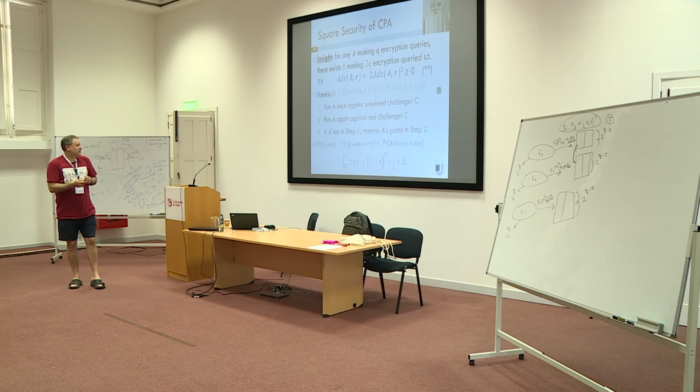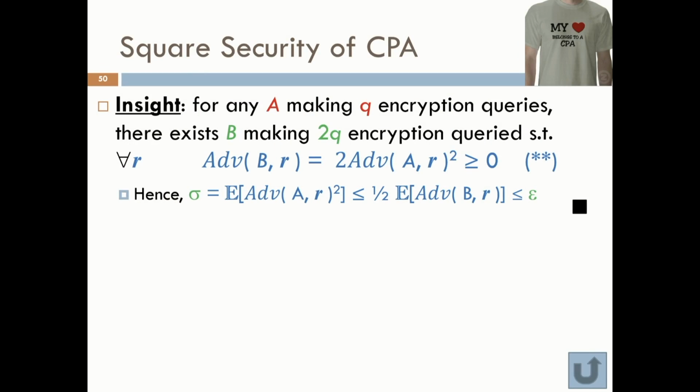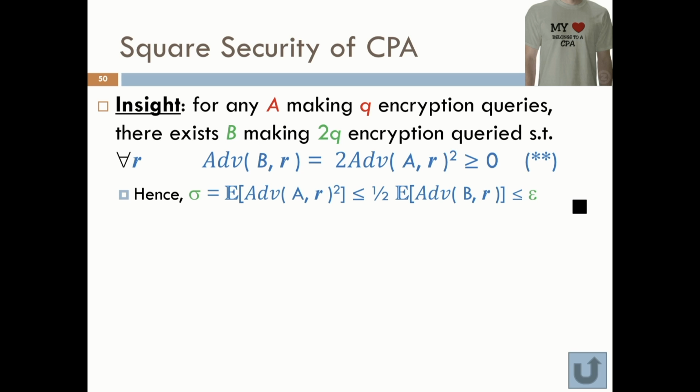If I come back to this slide and look at what sigma is: sigma is the expected value of advantage of A squared, but the advantage of A is exactly half the advantage of B. That's what I built. So it's at most half the advantage of B, and the advantage of B was 2 epsilon. How do I know that the advantage of B is at most 2 epsilon? That's my assumption: my CPA scheme is 2 epsilon secure against regular attackers who make 2Q queries. That's the attacker B, which makes 2Q queries. Therefore, its advantage is 2 epsilon. So I get my derivation.